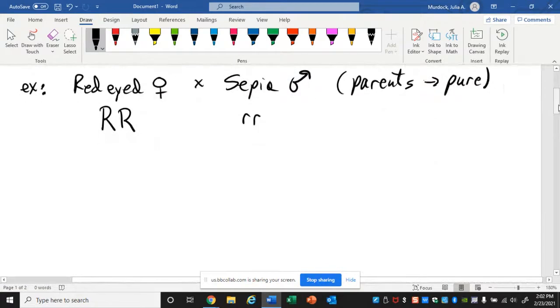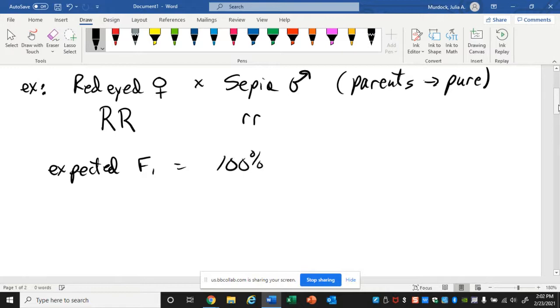And I mean, at this point, you should be able to do this in your sleep. Right? If you do a prediction of this, I'm not even going to go through the Punnett squares because you should be able to do that. Your expected results for the F1s should be 100% big R, little r, right? Red eyes regardless of gender.